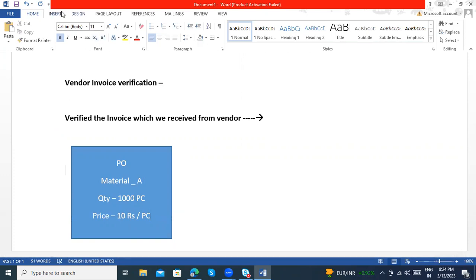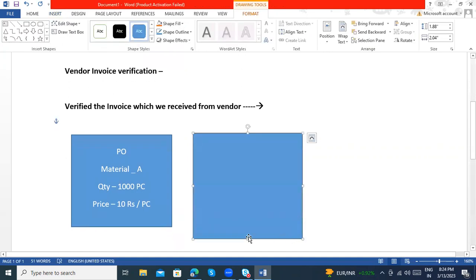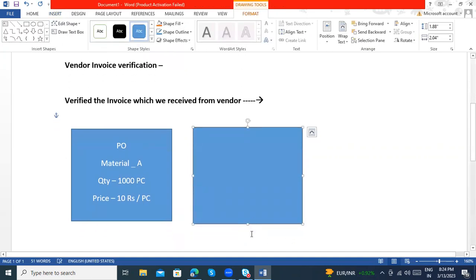Now I received the stock. I received the goods receipt. So now GR is completed. GR means goods received. We received the stock. How much stock did we receive? Material A we received, but the quantity I received was only 500 pieces.